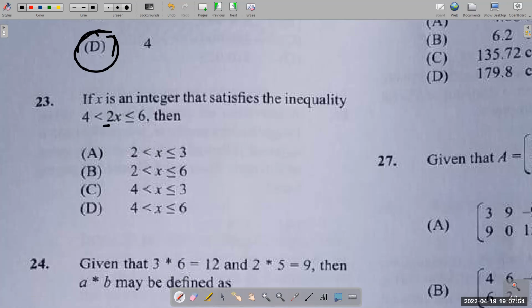So we just got to divide by 2. But whatever you do to one thing, you have to do to everything else. So what we're going to end up with is 2 is less than x, which is less than or equal to 3. Which one looks like that? Only A. All right, let's keep it moving.